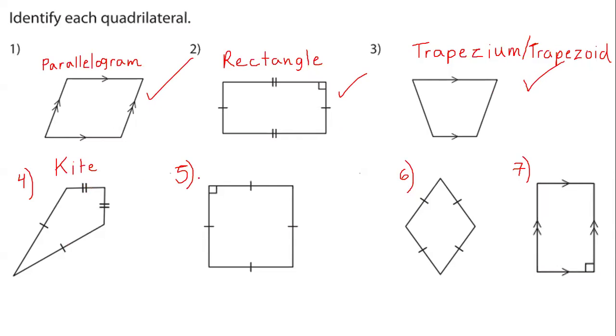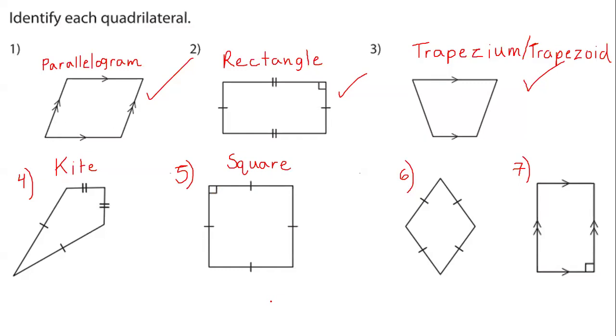Number 5. That's a square. How do you know? It's a shape where all sides are equal, and there's a right angle, and all angles are right.